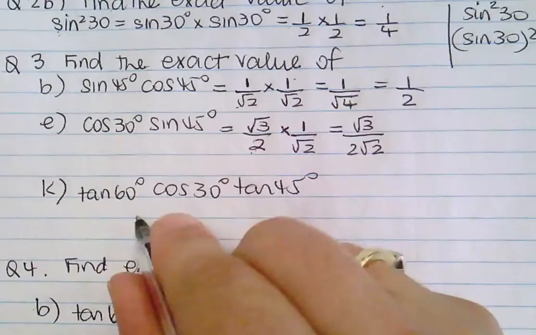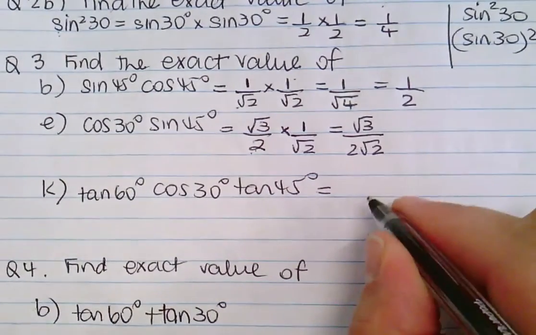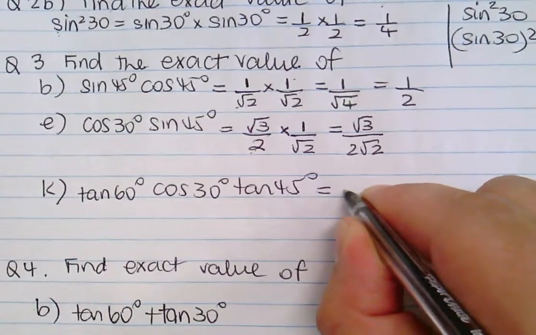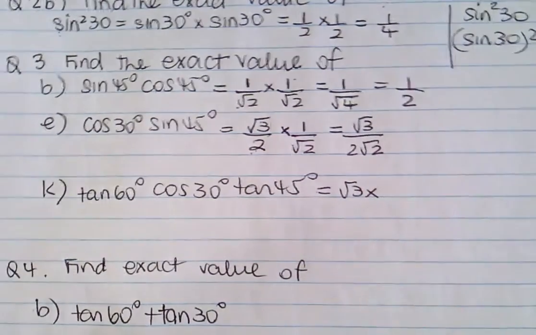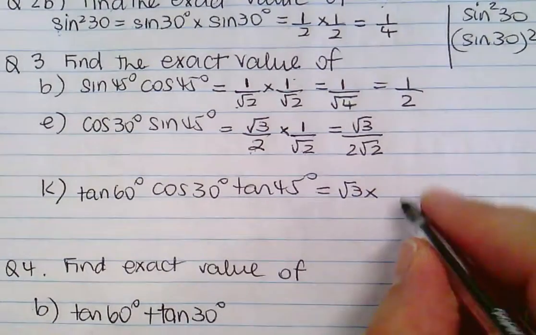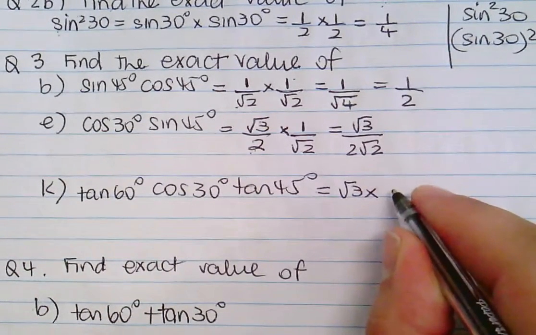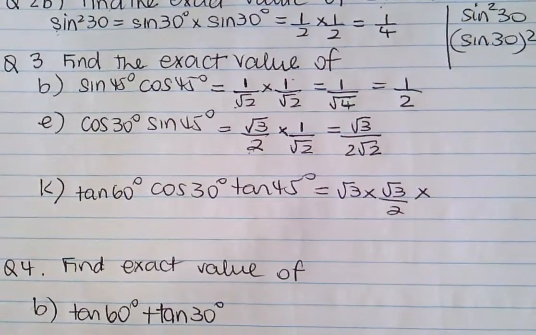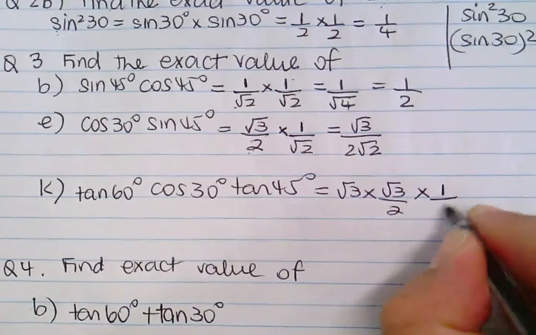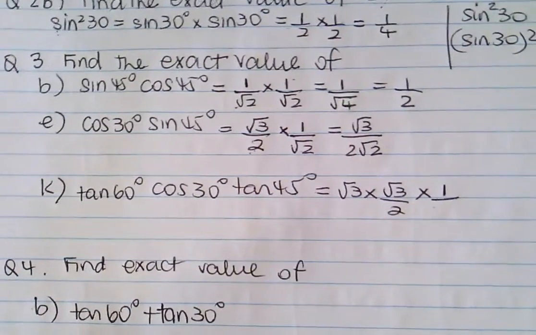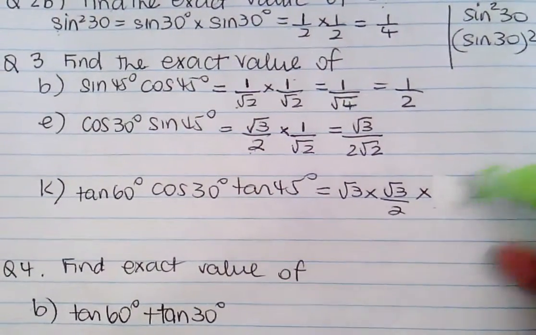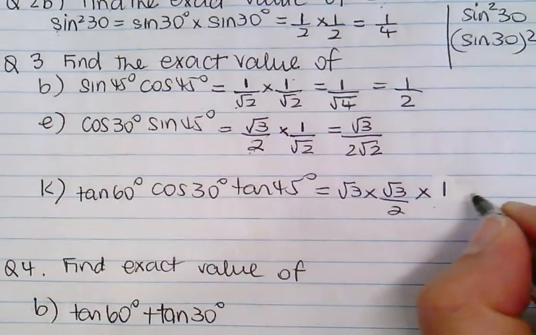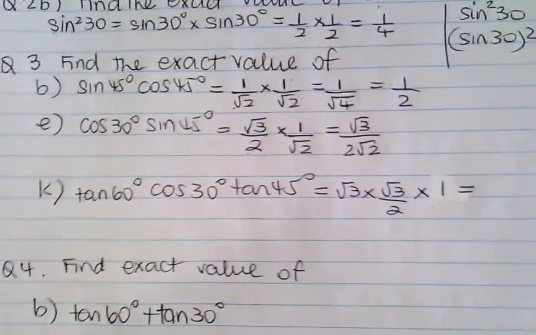What I'm going to do, tan of 60, what does that equal? You can use your calc. Root 3. What's cos of 30? Root 3 on 2. What's tan of 45? 1. It's just 1. So, girls, tan of 60 times cos 30 times tan 45. You just write down what each one is.